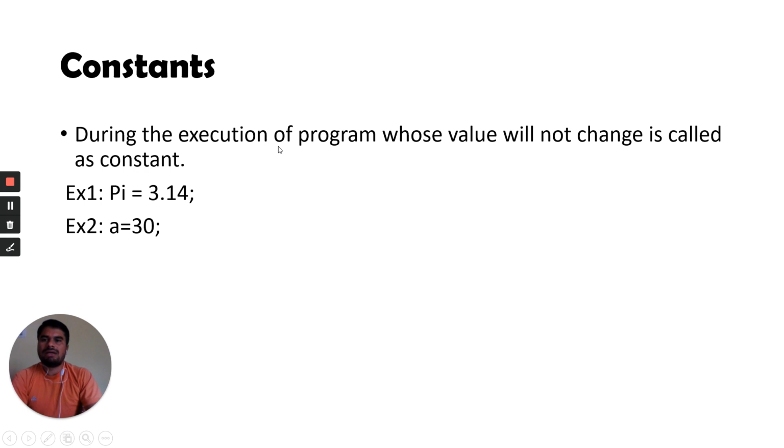Constants, as I said, are nothing but values that will never change during execution of the program. Pi equal to 3.14: the value of pi always remains constant. Its value is 3.14. A is equal to 30: the value 30 will never change, but for A, we can accommodate any value according to the requirement. So here 30 is a constant and A is a variable.